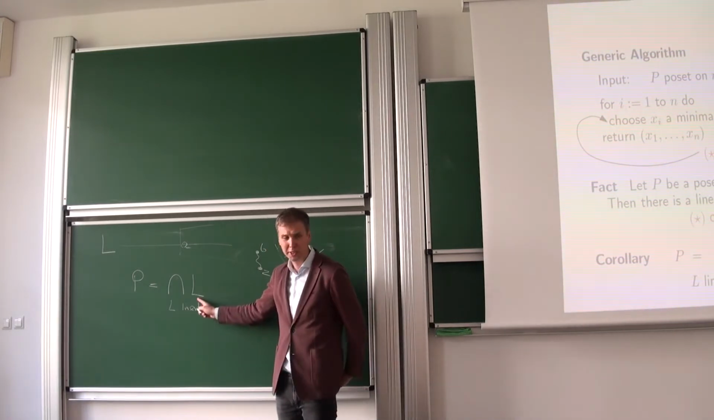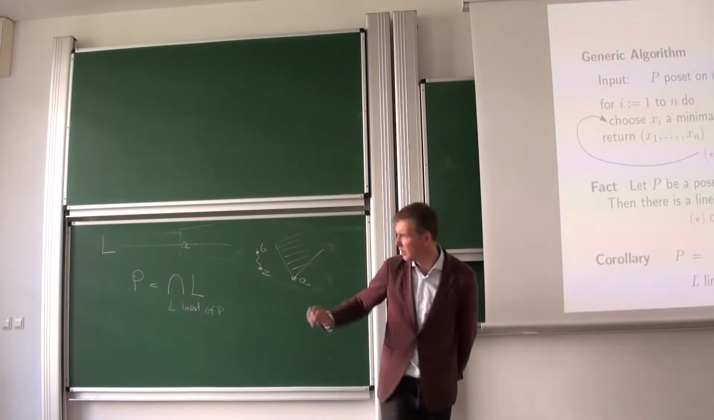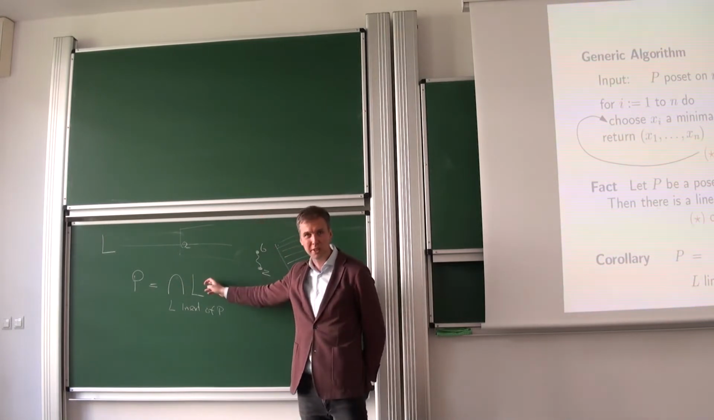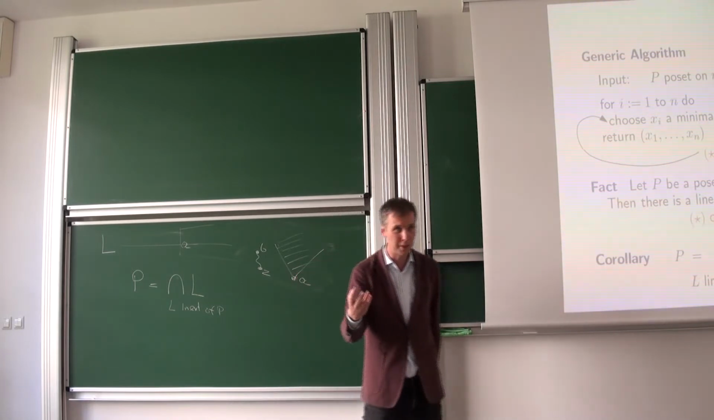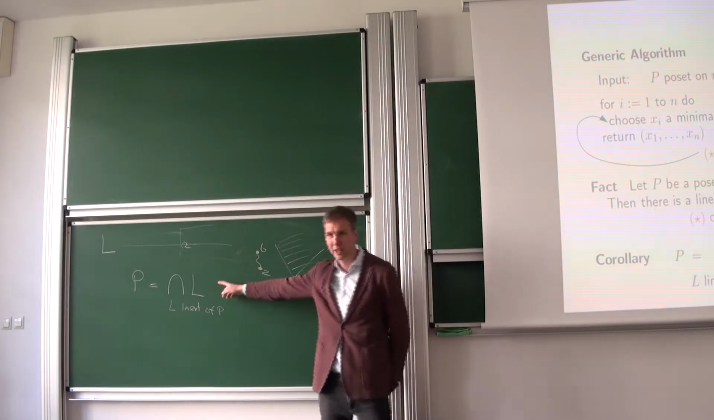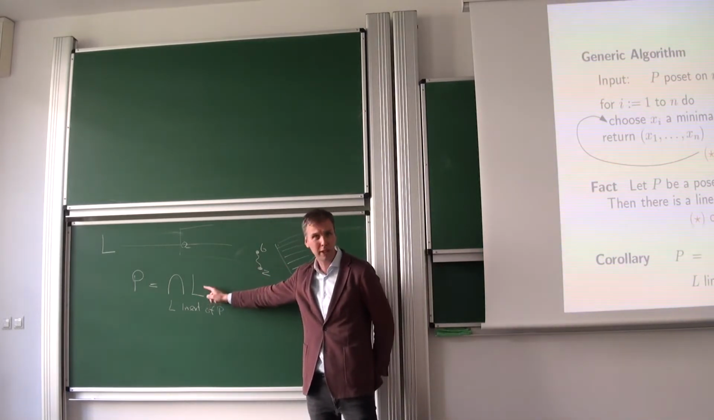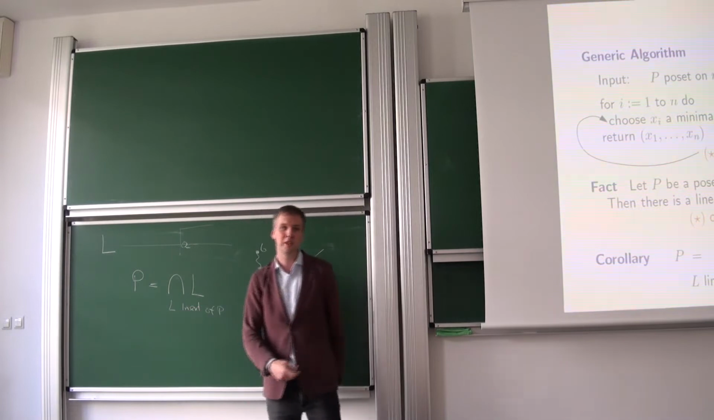So what do I have on this side? I'm visualizing a structure with the same ground set. Well, P and all linear extensions have the same ground set. So I'm taking a structure with the same ground set. And now what is the relation that I take? It's just the intersection of all binary relations behind the L's. And the claim is that this coincides with the poset relation that we started with.